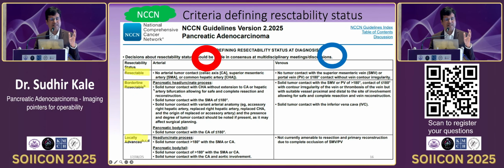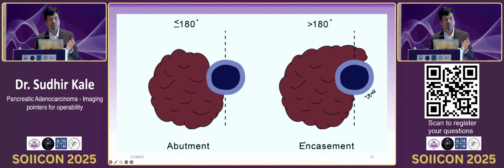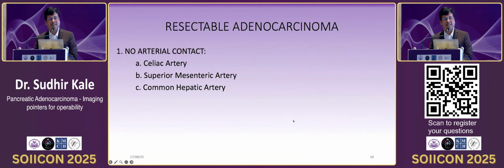Then coming to the borderline resectable, they are called whenever the contact is less than 180 degrees. I'll show you in the next slides. Or the portal venous system, even it can be less than 180 or a little more than 180, but it should be reconstructable. And locally advanced are whenever the solid tumor contact is more than 180 degrees, or whenever you have so much involvement of vein that reconstruction is not possible. Now the terminologies in your reporting: whenever the contact is less than 180 degrees, use the terminology abutment, and whenever it is more than 180 degrees, use the terminology encasement.